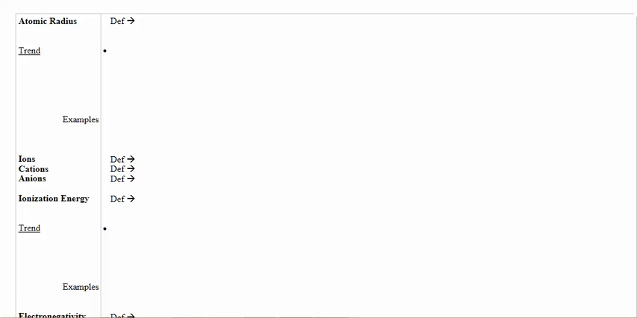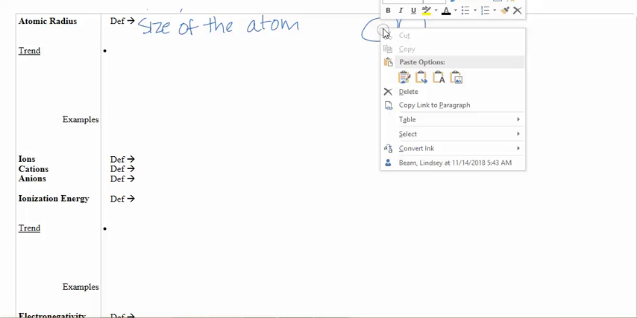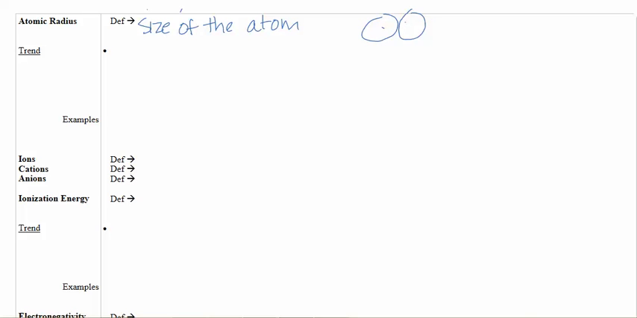So the first trend we're going to talk about is atomic radius. And so atomic radius is just the size of the atom. And it's measured by taking, if I have two atoms bonded together, two dots, there's my nucleus. What it does is it's the distance between two radii. So that's why it's called atomic radius.